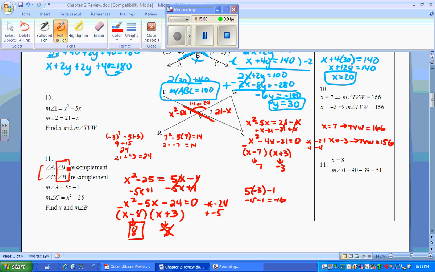Find the measure of B. Well, we don't have it, but what we can do is plug it back into 5 times 8 minus 1. So that's 39. And B is the complement to that. So we'll do 90 minus 39, giving me my answer of 51 for the measure of angle B, and we're done with the front side.